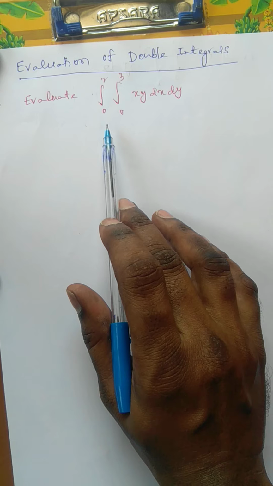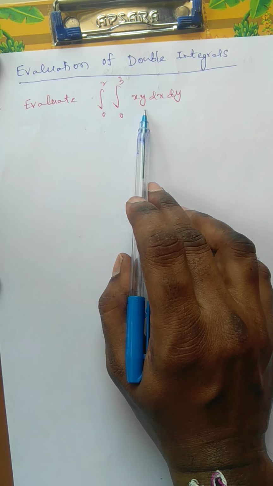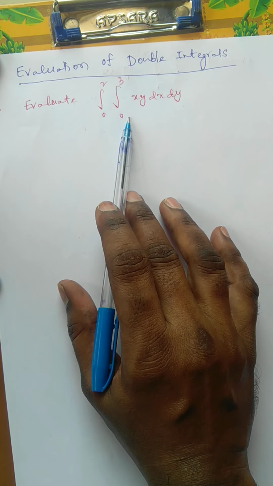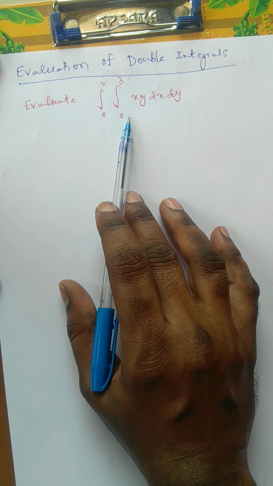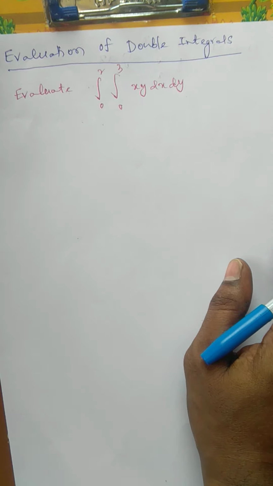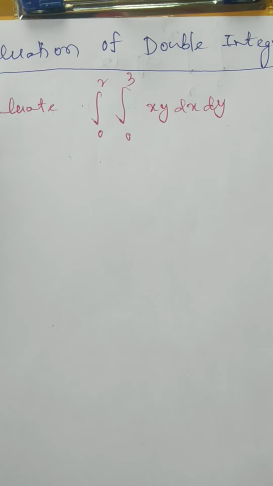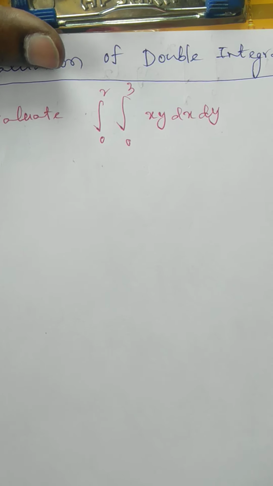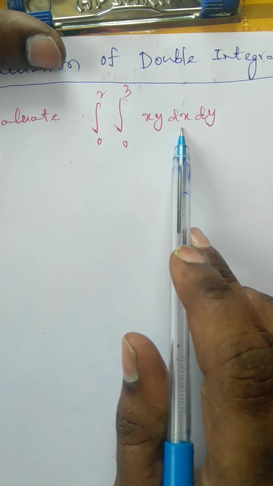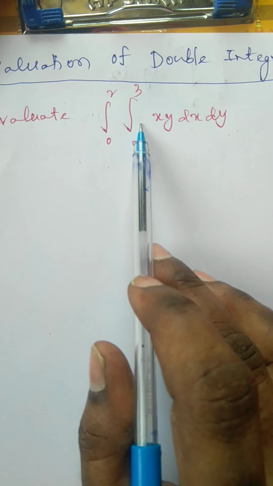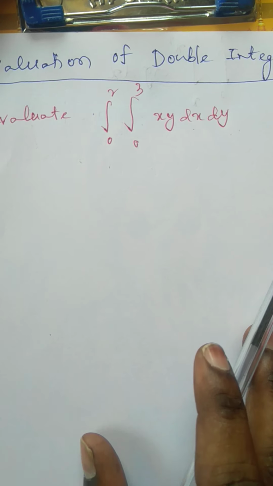So here the integral 0 to 2 and integral 0 to 3 xy dx dy means here the limits of the integral are constants, right? Integral 0 to 2 and integral 0 to 3. So here if the limits of the integral are constants, the order of the integration is immaterial. Means here we are integrating with respect to x and with respect to y, right? So if the limits are constants, the order of the integration is immaterial.